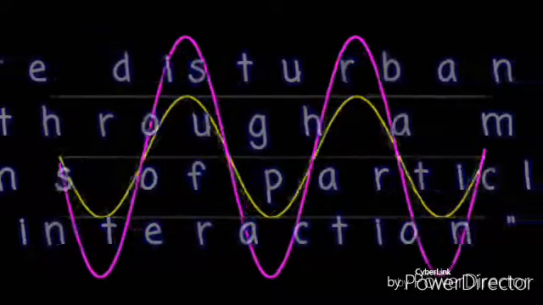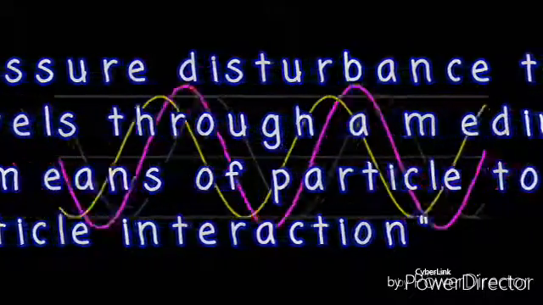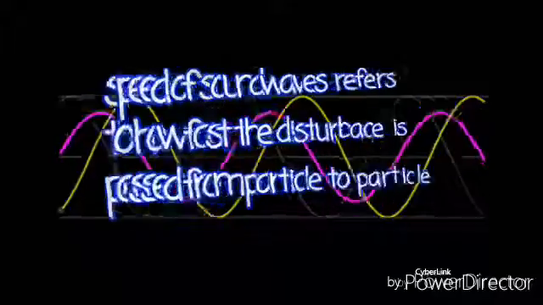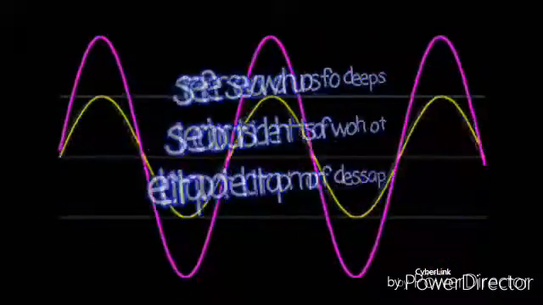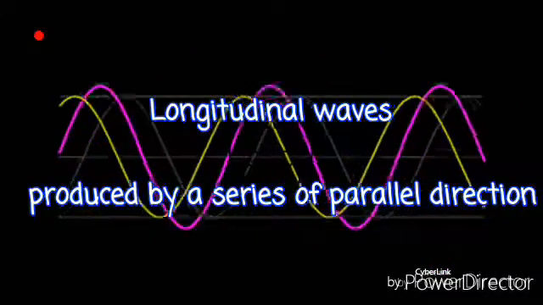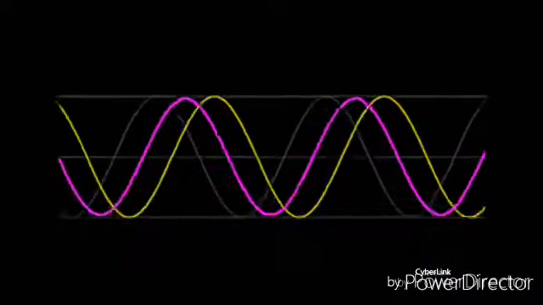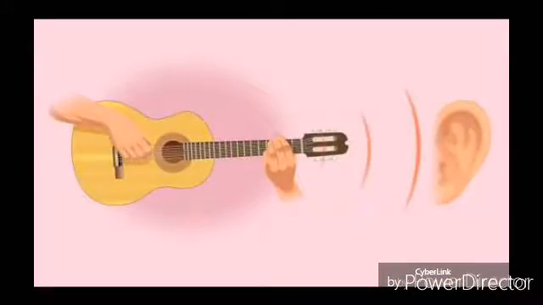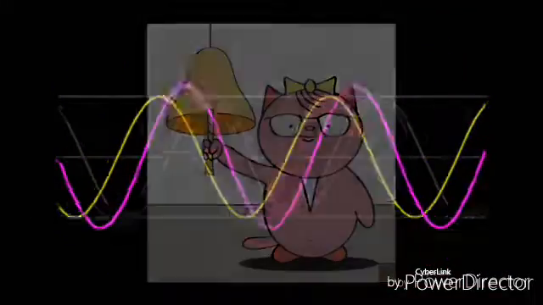A sound wave is a pressure disturbance that travels through a medium by means of particle-to-particle interaction. Like any wave, the speed of sound waves refers to how fast the disturbance is passed from particle to particle. Sound waves are longitudinal waves. They are produced by a series of parallel directions of travel of the waves. For example, when you pluck a string of a guitar, the string will look hazy as it vibrates. When you ring a bell, it moves back and forth to produce sounds.